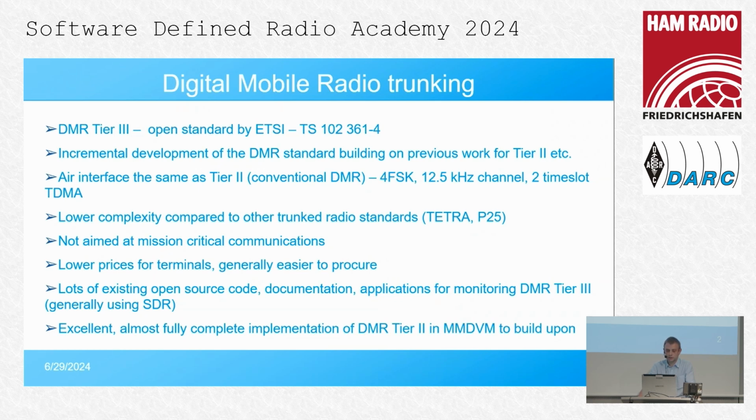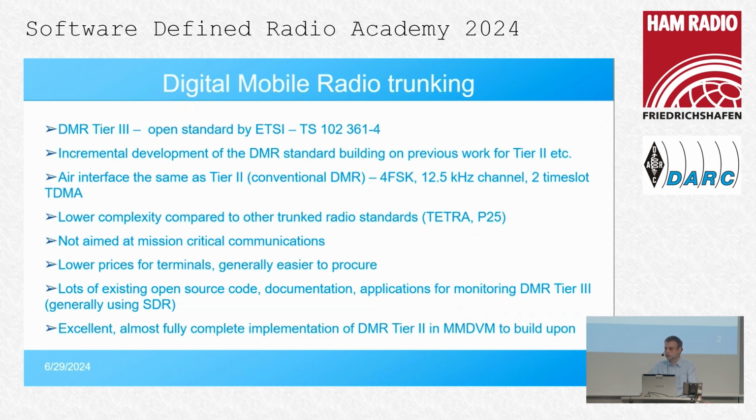The air interface of DMR Tier III is basically the same as for Tier II or conventional DMR, so you're probably familiar with the 4-level frequency shift keying in a 12.5 kilohertz channel with 2 time-slot time division multiple access. Regarding digital mobile radio trunking, first of all, it's a lower complexity standard compared to other trunked radio standards like TETRA or P25, which are also trunking standards used today.